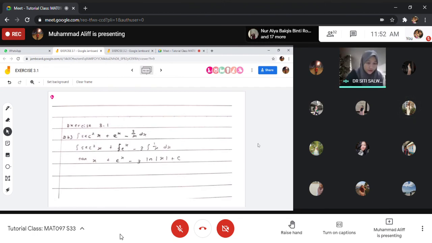Actually, this one is direct. You integrate secant square, you will get tangent x. Exponential x, you will get exponential to the power of x. And then 3 is your constant coefficient, and then we integrate 1 over x, where x is the denominator to the power of 1, so you have a reciprocal here. Integrate 1 over x, you will get ln x, times negative 3. Okay, can we do the last one? This one is simple actually.